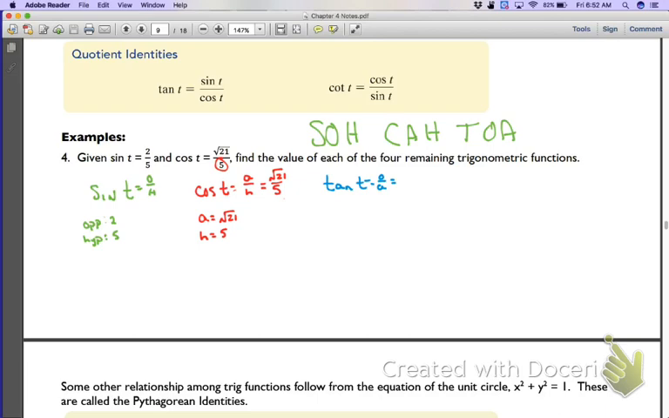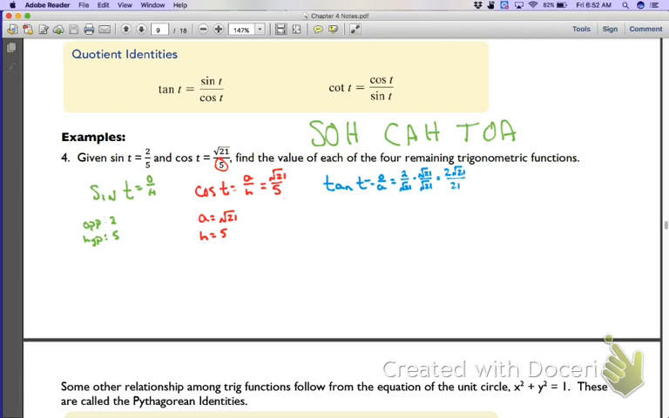The adjacent side is the square root of 21. The hypotenuse is still 5. So now we have all three parts of our triangle. If we go from there, we can find tangent, which is opposite over adjacent. We're just going to find the remaining trig values. My opposite side is 2 and my adjacent side is the square root of 21. Again, I can't leave the square root of 21 in the denominator, so I would have to rationalize this: 2 times the square root of 21 over 21.